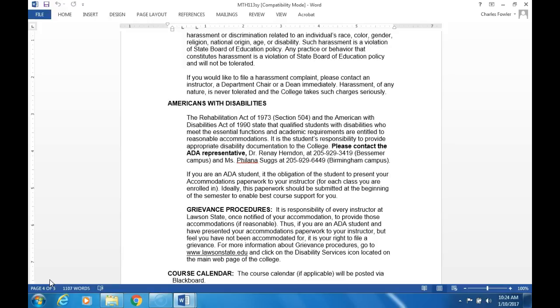If you have any type of disability, let someone know. The someone is Dr. Renee Herman on this campus. I believe it's Miss. Oh, I know that's not Miss Falana Suggs. She either retired or went to a different job. Boy, I know the new name, but I can't remember it right now. I'll get that corrected, okay? Compound name office on the Birmingham campus. Dr. Herndon's here on this campus. But here's the key.